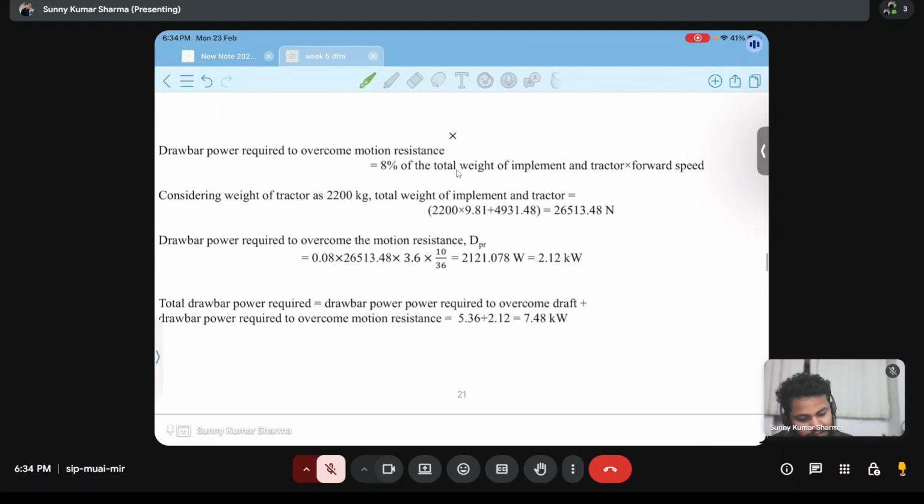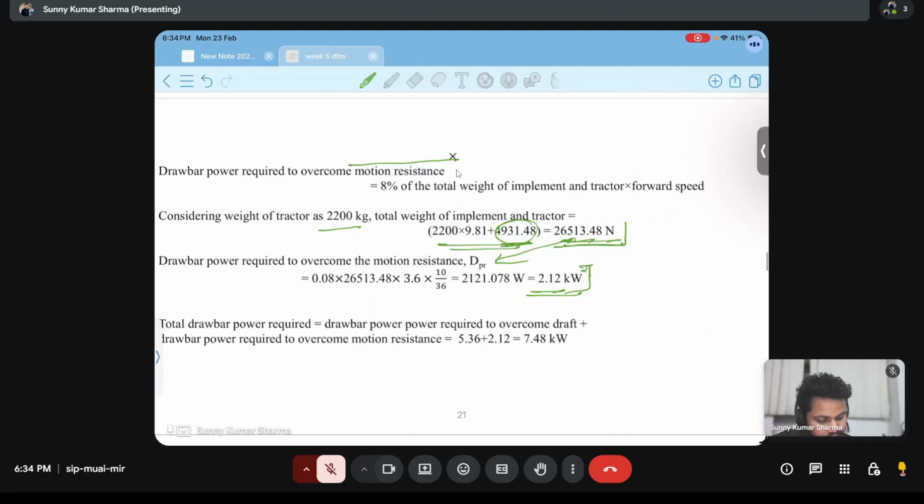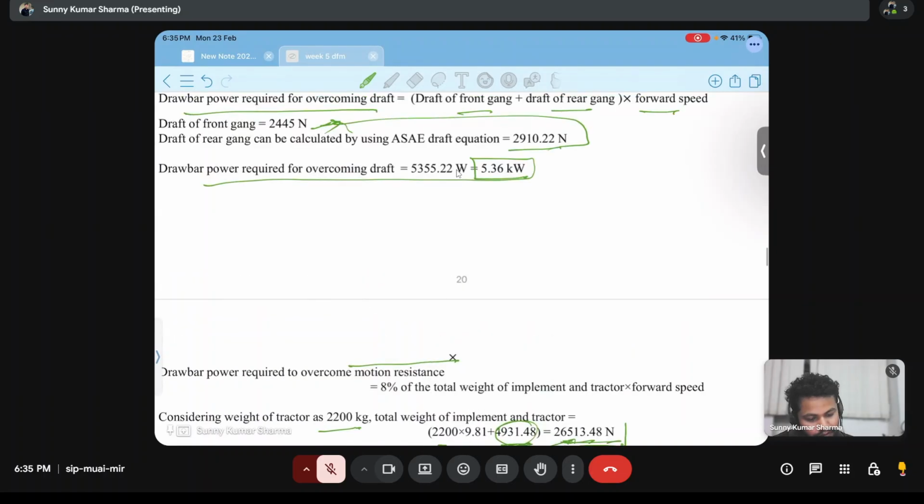Then drawbar power required for overcoming the motion resistance depends on the total weight of the implement and tractor. The weight of the tractor is 2200 kg and the weight of the implement we have already calculated. So combining both, this is the total weight of tractor plus implement. We will take 8% of that force, and it will come as 2.12 kilowatt. So 2.12 kilowatt is the power required for overcoming the motion resistance for both tractor and implement.